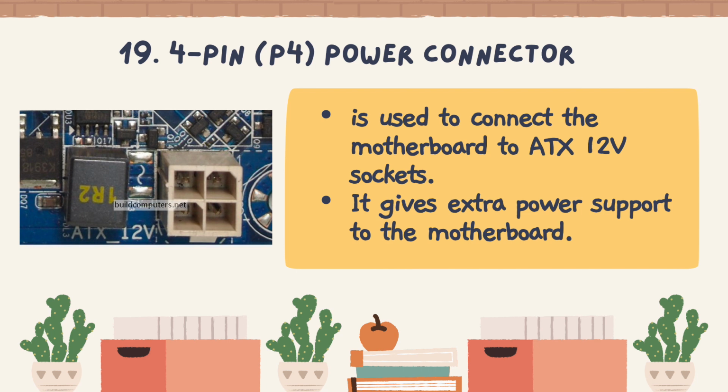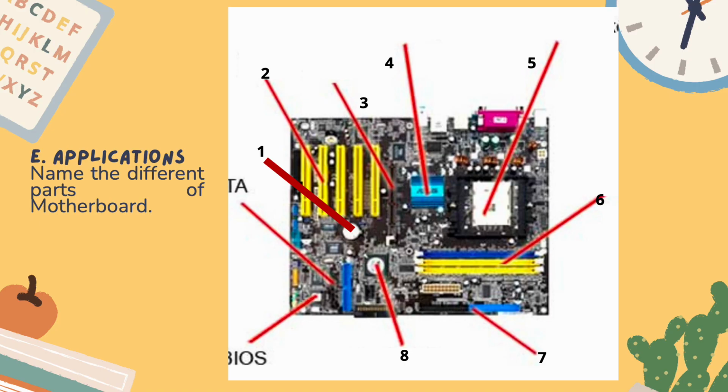So, let's imagine that a 4-pin connector and a motherboard are like a light switch for your computer. When you want to turn your computer on, you press the power button. This 4-pin connector is like the switch that makes everything inside your computer start working, just like flipping a light switch to make a room bright. It's a tiny but important part that helps your computer come to life when you want to use it. So, that's the function of the 4-pin connector.